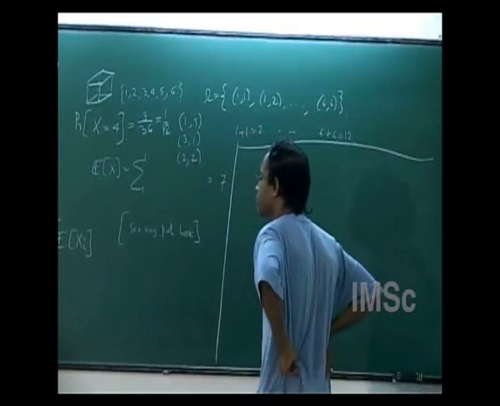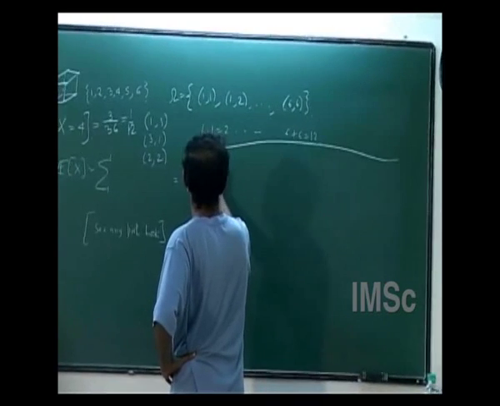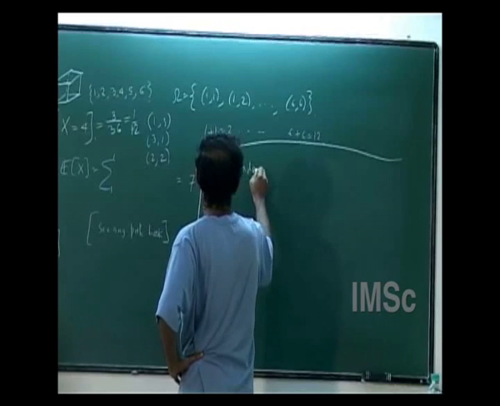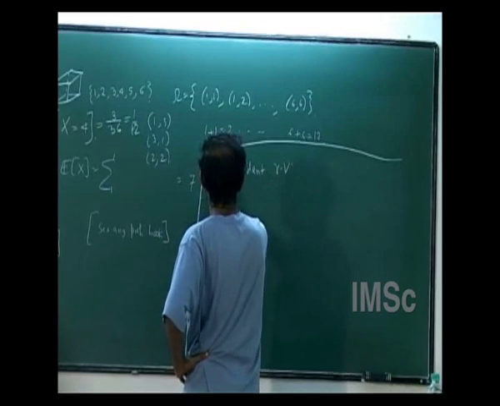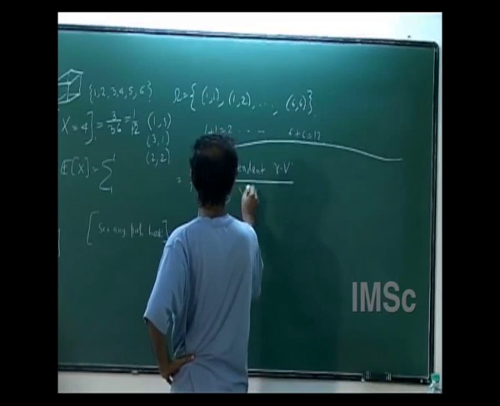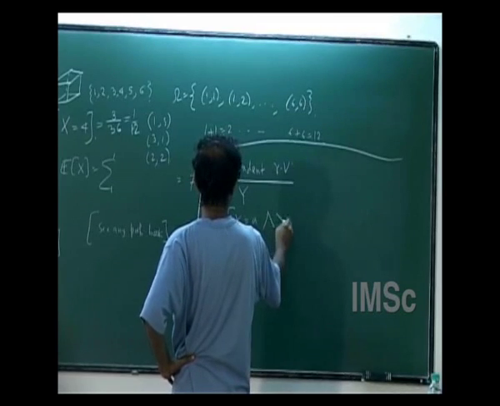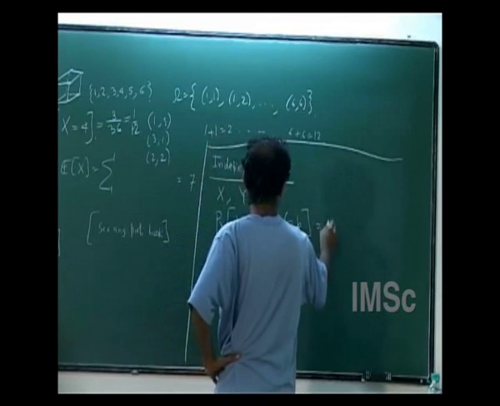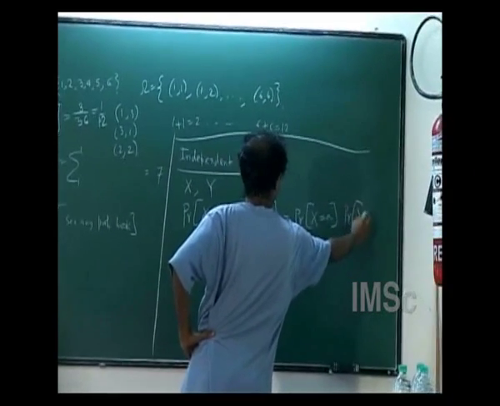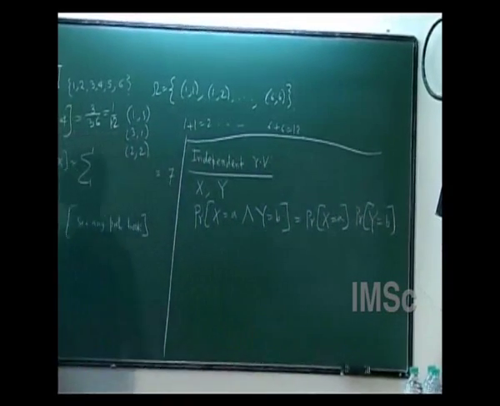Okay, so let me define independent random variables. I hope all of you know these things. Two random variables x and y are said to be independent if the probability that x takes some value a and y takes some value b is just the product of the probabilities. They are basic facts from probability theory.